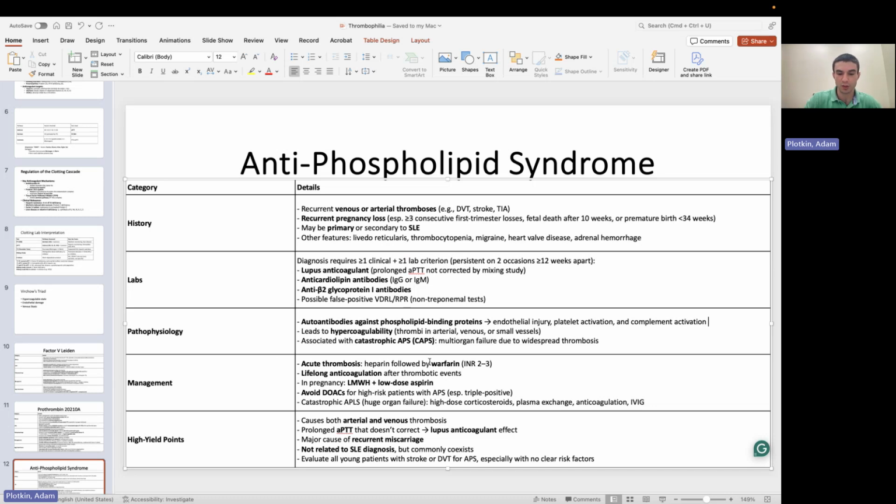So for acute thrombosis, we do heparin followed by warfarin. We look for an INR of 2 to 3. We'll put them on lifelong anticoagulation. Really important for USMLE Step 2. If you have a pregnant woman who has known antiphospholipid syndrome, we start them on low molecular weight heparin and then low dose aspirin. Okay, really important. Pregnant women, especially for USMLE Step 2, pregnant women with APLS, low molecular weight heparin plus aspirin.